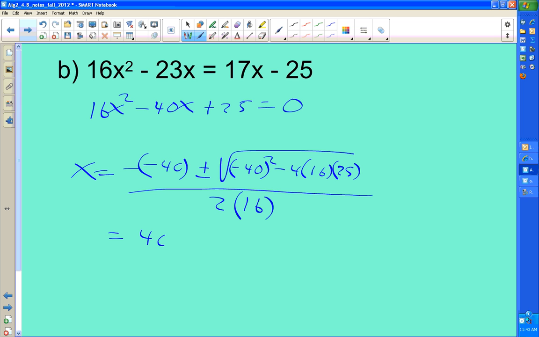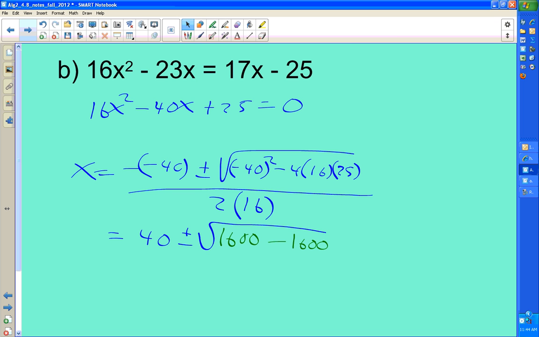So you're going to get 40 plus or minus the square root. Now watch what happens in the discriminant. You're going to have a 1600 minus 1600, over 2 times 16, which is 32.